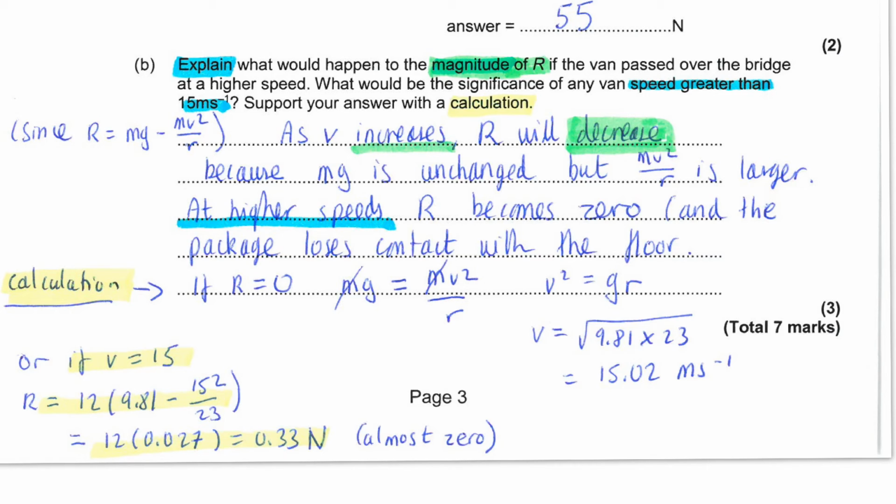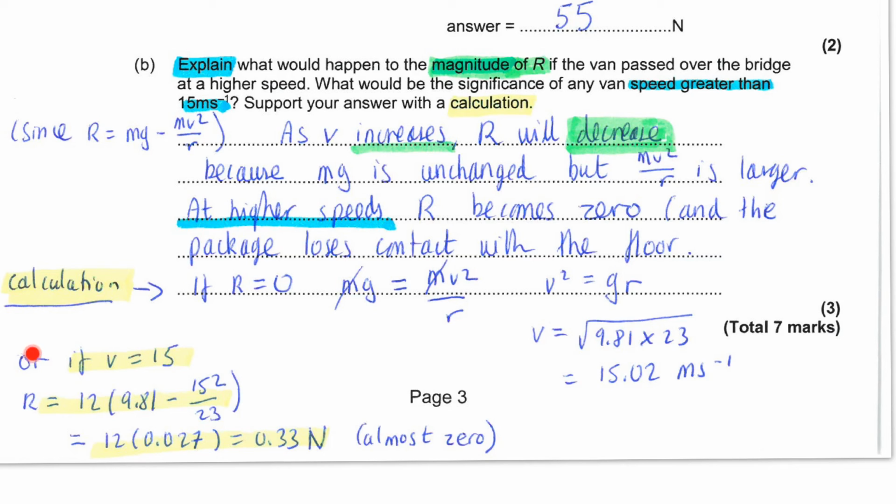If you cancel the masses in that equation, you can actually prove that this value of zero normal reaction first occurs when the velocity is 15.02 meters per second. This corresponds with the value given in the question, so that is a relevant calculation. It's actually a very common question to be asked to find the velocity at which something leaves a road or leaves a circular path.